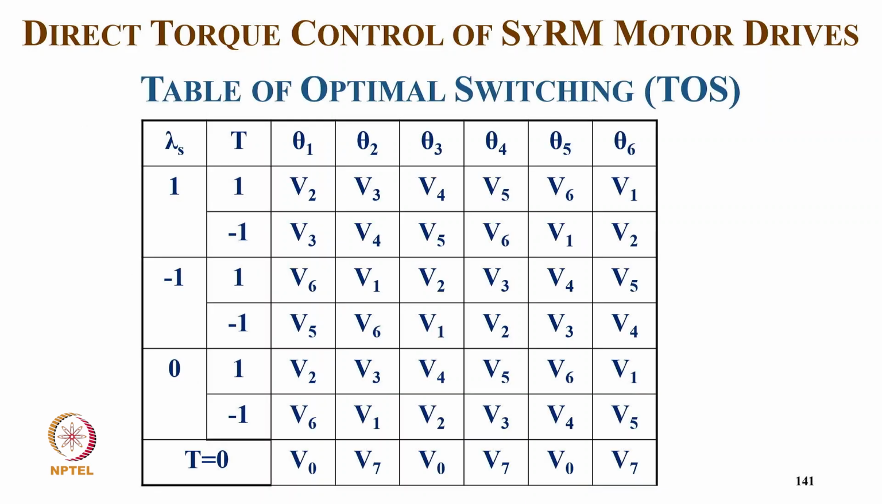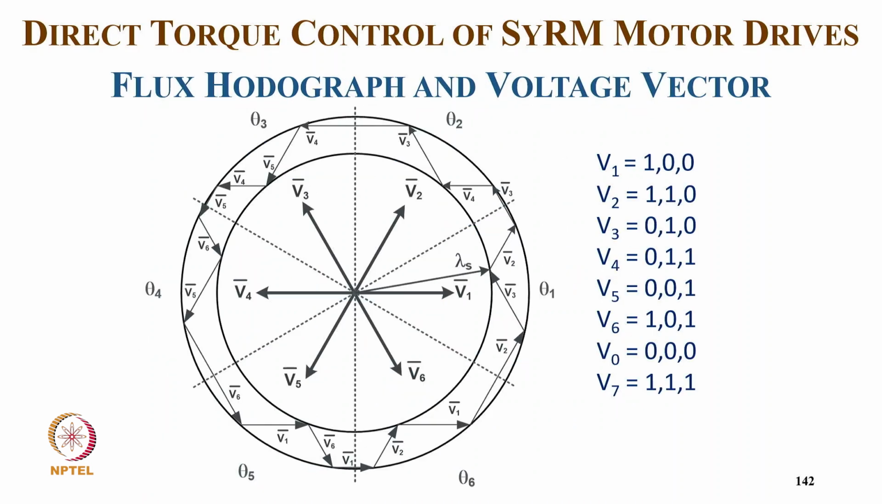And this is the table of optimal switching. We have a 3-level flux and 2-level torque. You can see here the different sectors theta 1, theta 2, and these are the voltage vectors V0 to V7. V0 and V7 are zero vectors, the remaining are 60-degree phase-shifted vectors. As you can see in this diagram, V1 is defined as 1, 0, 0. It means the A phase upper device of the inverter is on, and the B and C phases lower devices are on. And the last two vectors, 0 and 7, are the zero vectors, as you can see in this flux hodograph and voltage vector diagram.